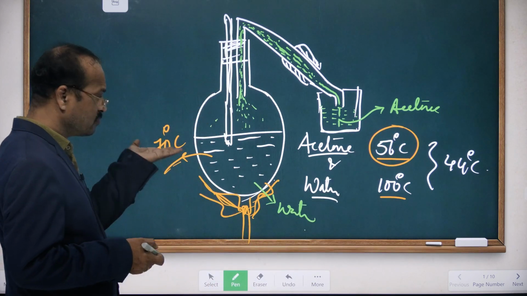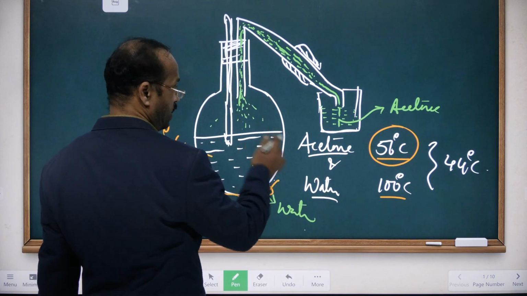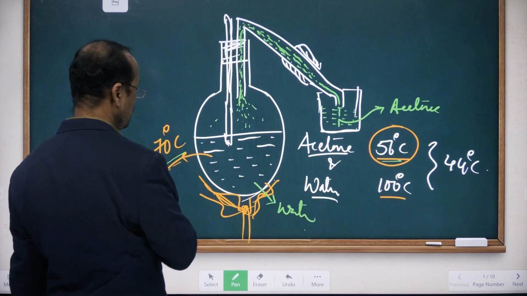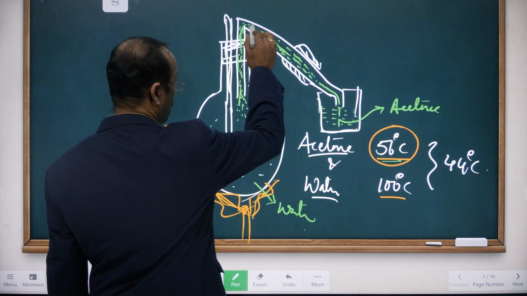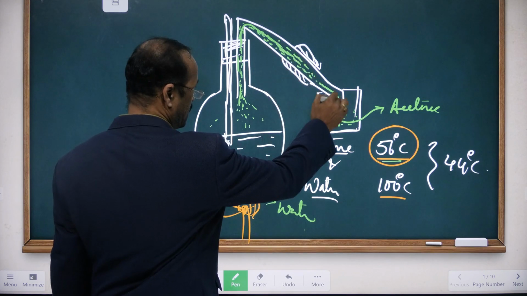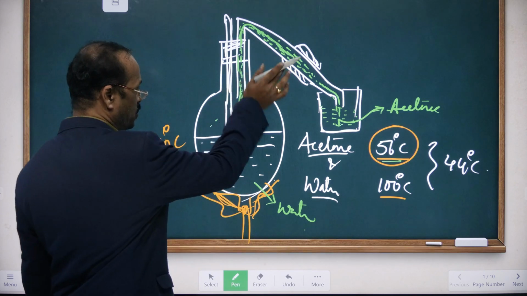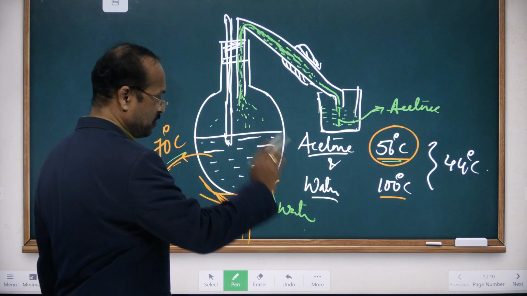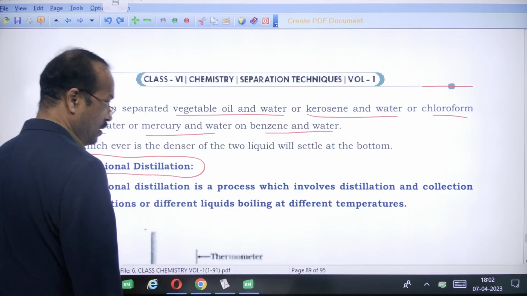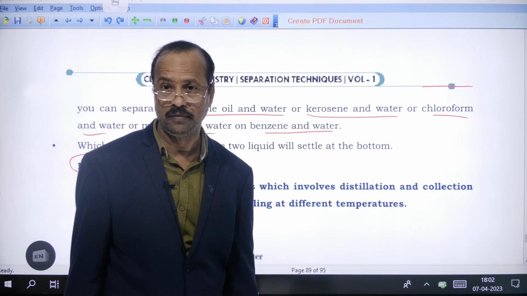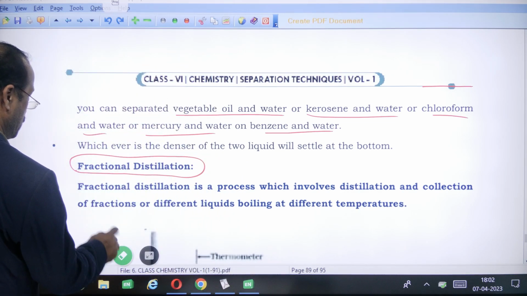At this temperature, the acetone, whose boiling point is only 56 but we are heating up to 70, boils and gets evaporated. The vapor will come here and we condense it and collect the acetone. In this way acetone gets separated and water is left here. This is called distillation. Understood the distillation? Any doubt for distillation?